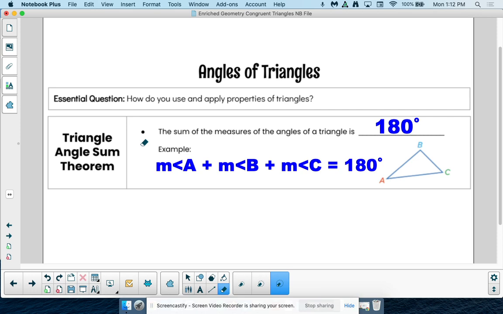Maybe the examples might be a little more challenging, but yeah, those three angles inside a triangle add to 180 degrees. So the measure of angle A plus the measure of angle B plus the measure of angle C equal 180.